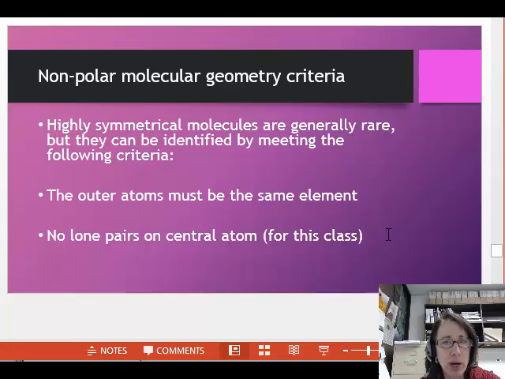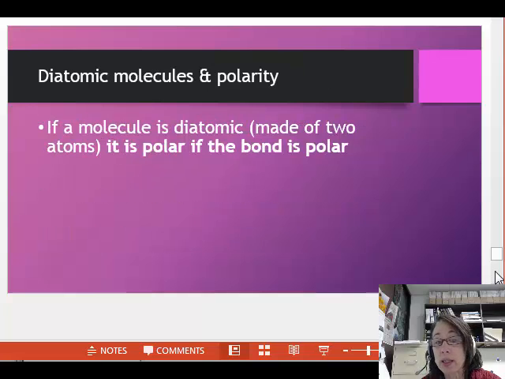There are some examples of highly symmetric molecules which have lone pairs, but they are outside the scope of this class. For us, these two criteria must be met. If a molecule is diatomic, then there is no central atom. However, a diatomic molecule is polar if the bond is polar, and a diatomic molecule is nonpolar if the bond is nonpolar.